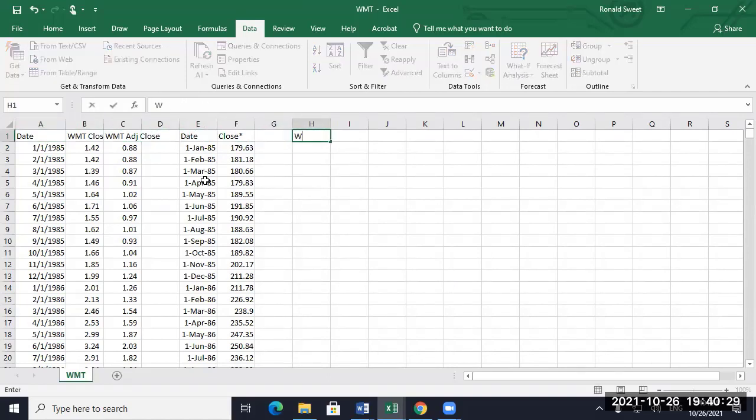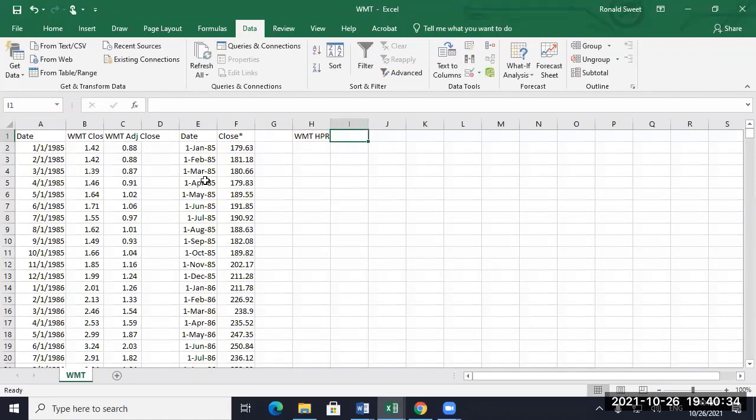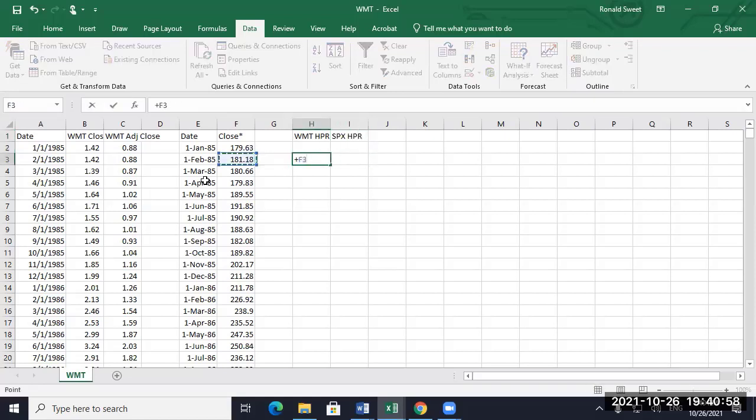All right, so let's get Walmart HPR. What is that? Do I remember that from investments? HPR. Don't remember that. Some of y'all had me before. You should remember it. So holding period return, right? And then SPX, holding period return. How do you get the holding period return? You take the closing divided by the previous close minus 1.